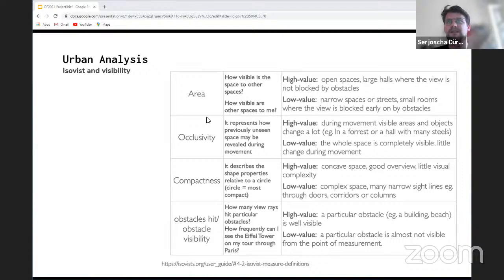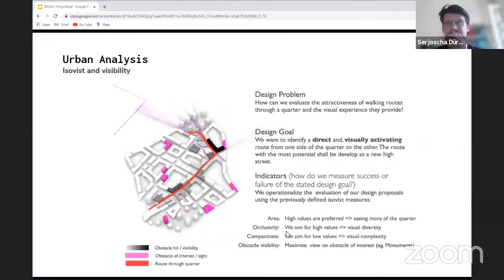Now, when you want to apply them, this is very helpful. This is a little dummy example. I made up a design problem: how can we evaluate the attractiveness of walking routes through a quarter and the visual experience they provide. The goal is to identify a direct and visually activating route from one side of the quarter to the other. The route with the most potential shall be developed as a new high street. So this could be the brief here.